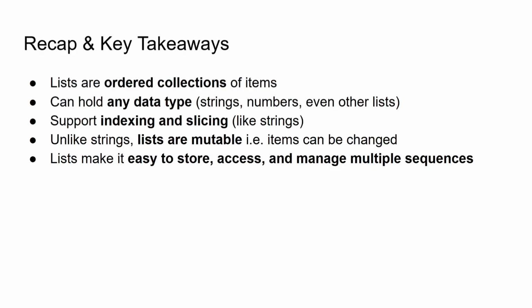Let's quickly recap what we learned about lists in Python. A list is an ordered collection of items. Unlike strings, which only hold characters, lists can store any type of data: DNA sequences, numbers, or even other lists. Lists can be indexed and sliced just like strings, making it easy to pick specific items or ranges. But unlike strings, lists are mutable, which means we can change their contents. We will explore more on list mutability in our next video.